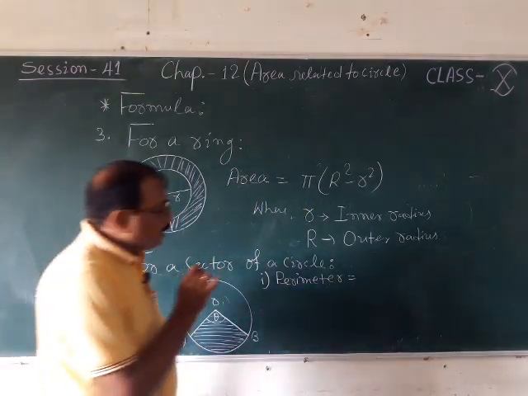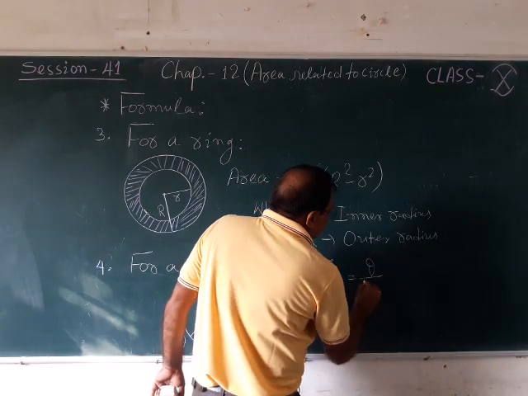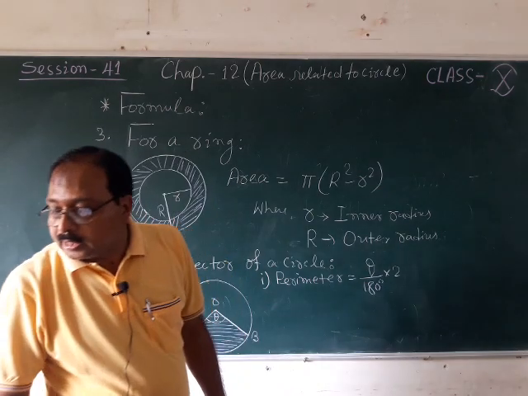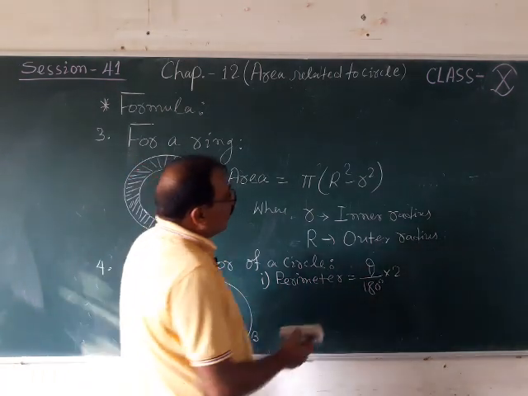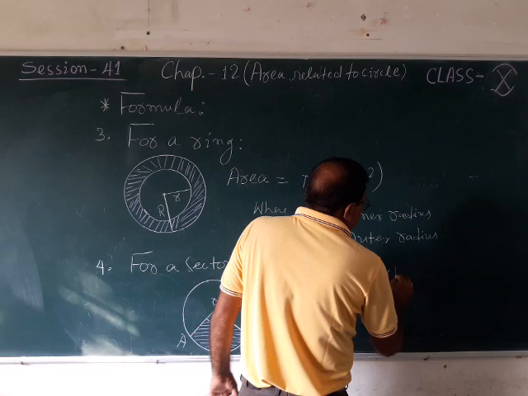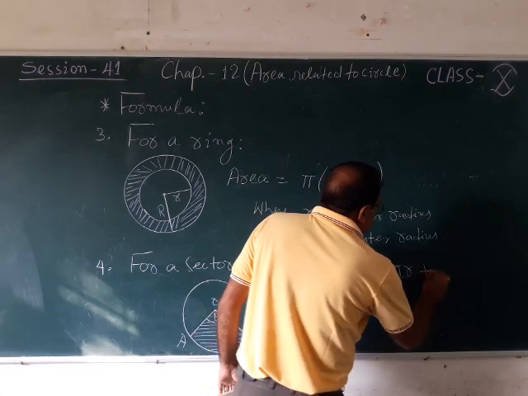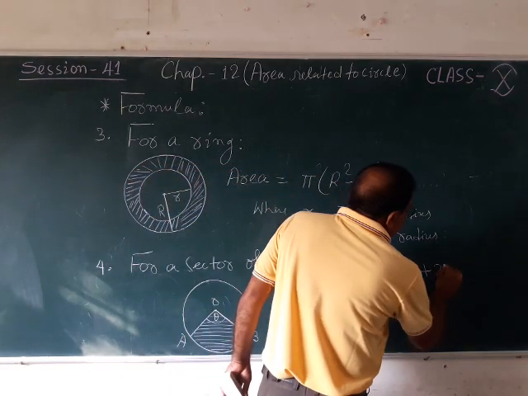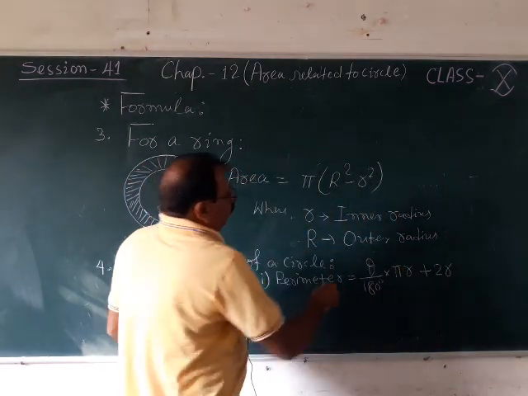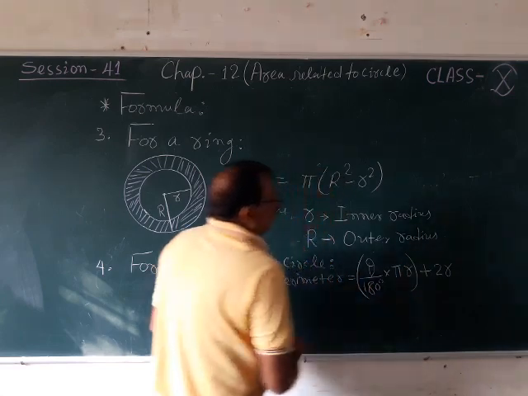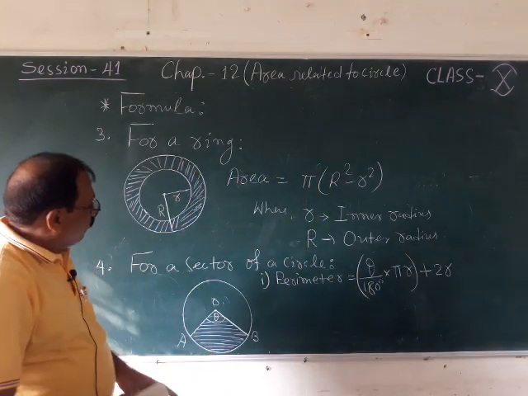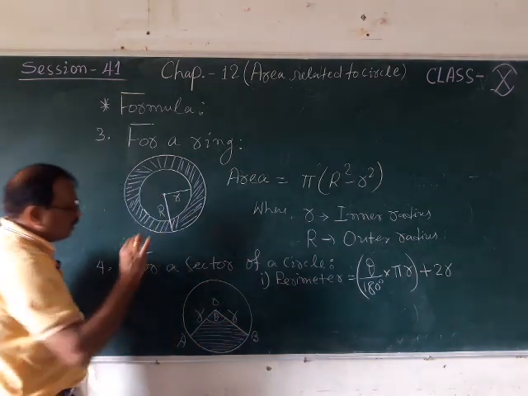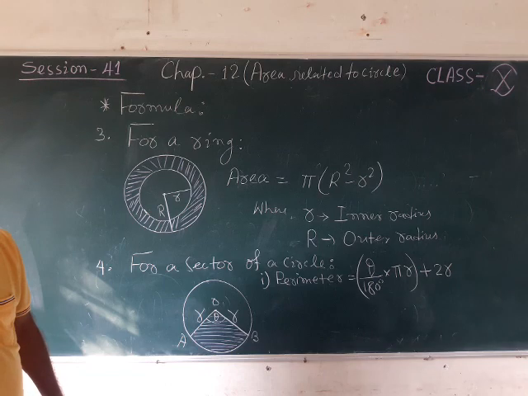That formula is theta upon 180 degree multiplied by pi r, and one more thing should be added here, that is 2r. By applying this formula, you will be able to find its perimeter, where r means the radius.